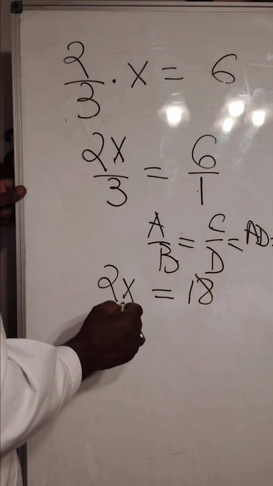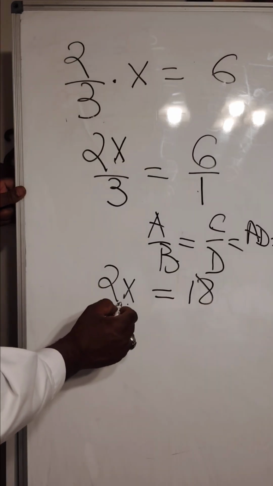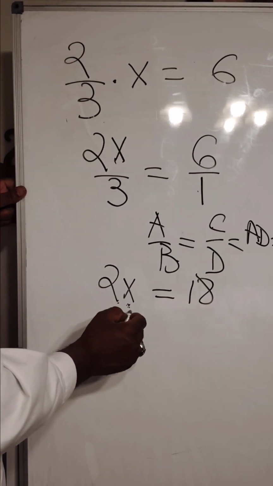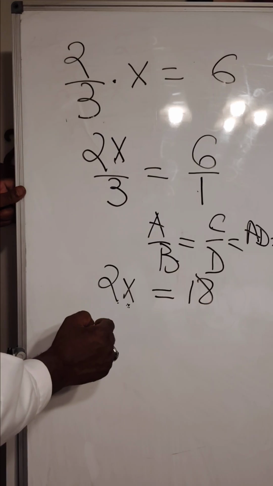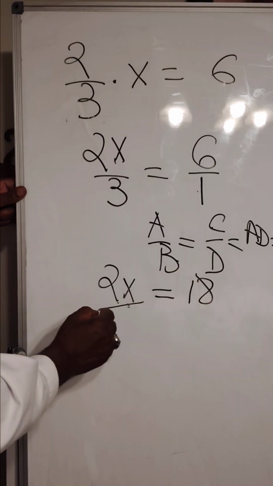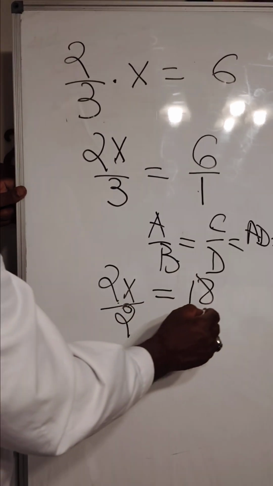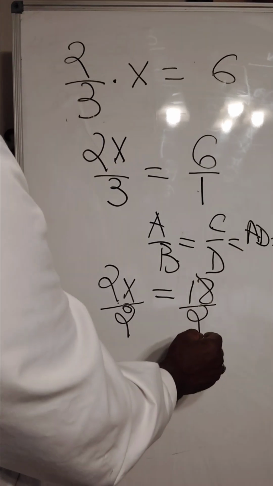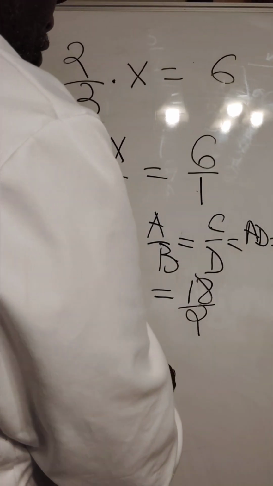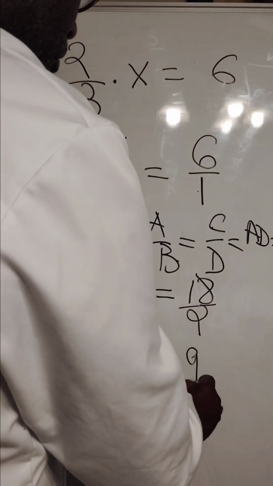So now, to isolate this x by himself, we have to eliminate 2. The only way to eliminate 2 is by dividing here by 2, and as well you have to divide by 2. So once you do that, you're going to have x equal 9.